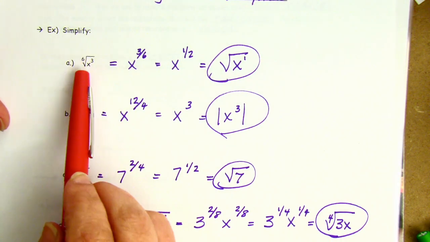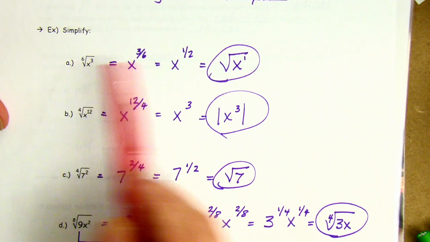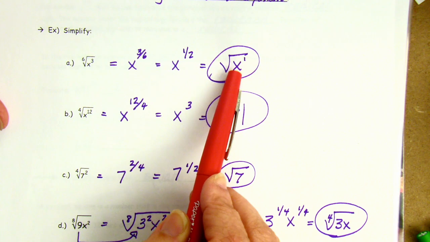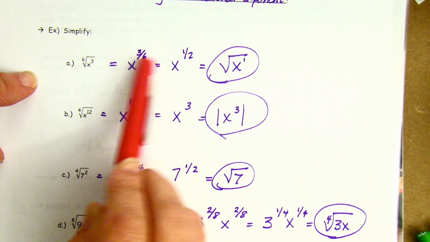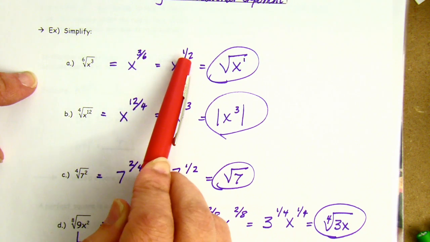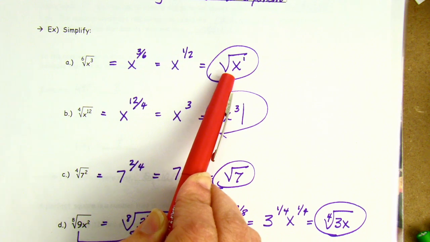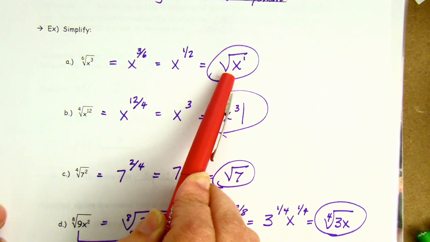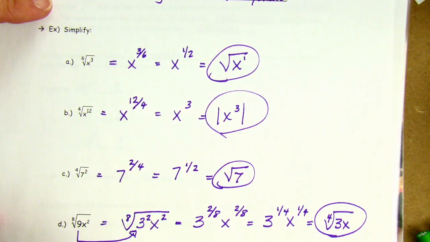Now keep in mind that when you have radicals, if the problem is given to you in radical form, you must give the answer in radical form. Yes, we're going to convert this to rational exponent form in order to simplify it, but then you must convert your answer back to radical form. If the original problem is given to you in rational exponent form, then you give the answer in rational exponent form. Radical form, answer in radical form. Rational exponent form, answer in rational exponent form.